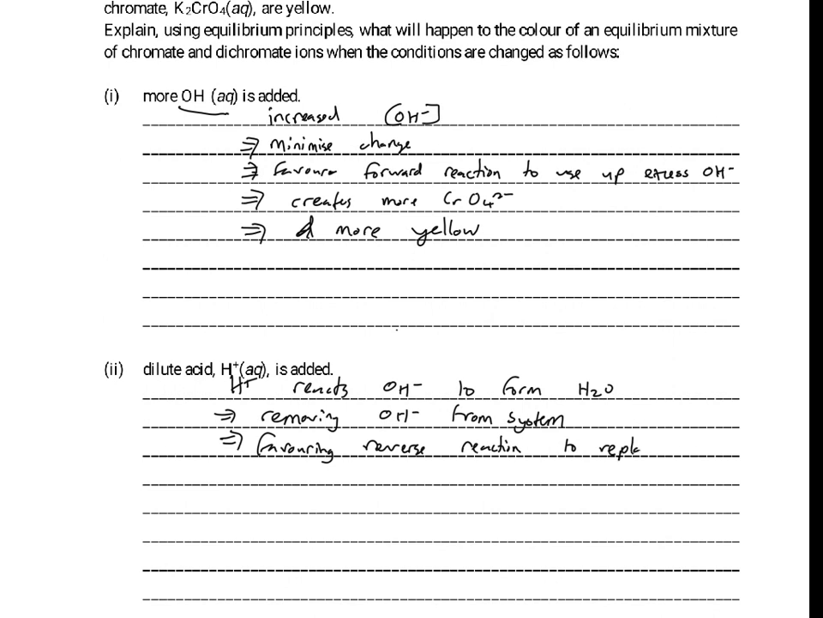To replace the lost OH minus. The other common thing that people said was it favours a reverse reaction to create more hydroxide to counter the hydrogen ions. And I didn't give that because it's not quite correct. So the hydrogen ions react with the hydroxide, so because you're losing hydroxide, the system's going to try and replace it. So when you favour the reverse reaction, you create more of the dichromate ion, therefore it is going to go more orange.